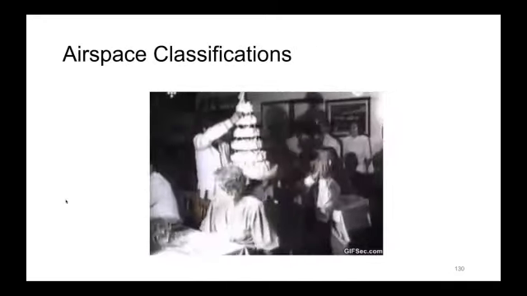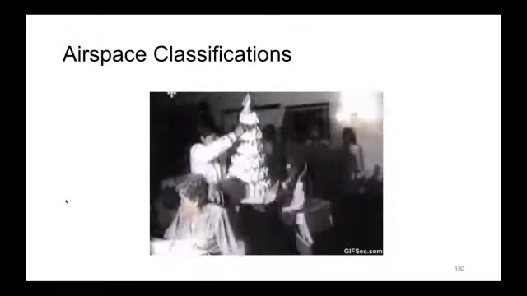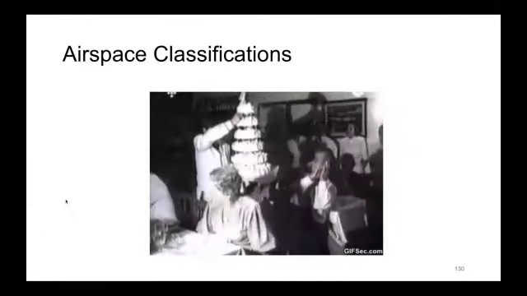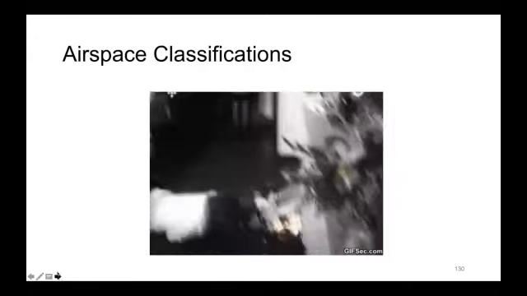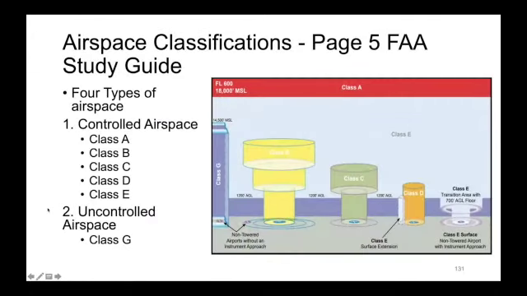Airspace classifications. We talk in these classes about the upside down wedding cake, and this is a great example of an upside down wedding cake, right? I'd hate to be at my wedding or anybody's wedding for that to happen. Upside down wedding cake, what does it mean? Well, airspace classification. If you've printed out the study guide, or if you've got a link to that FAA remote study guide, it's on page 5. There's a color diagram in there as well.